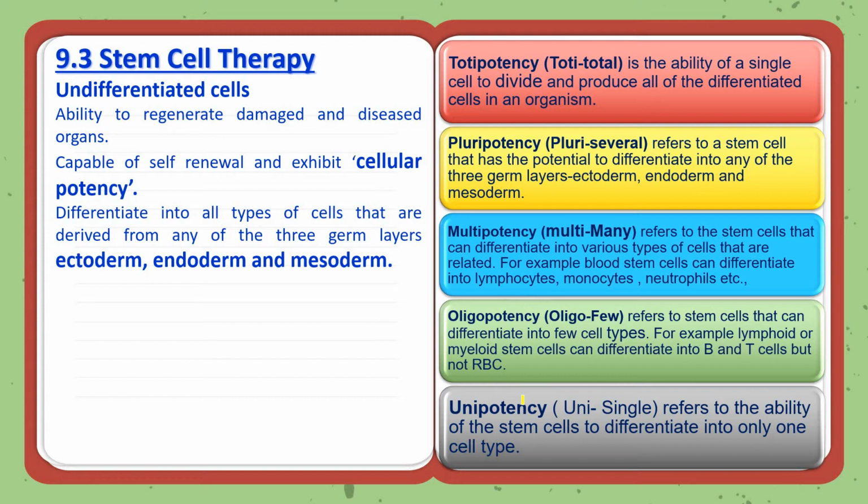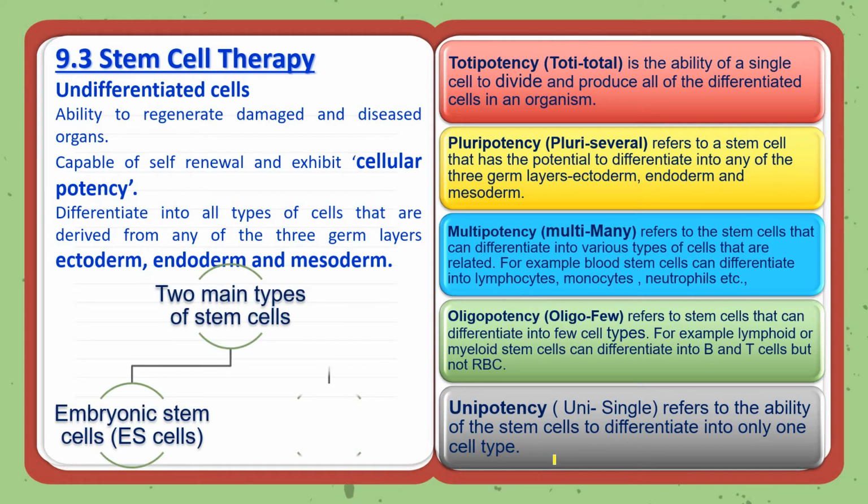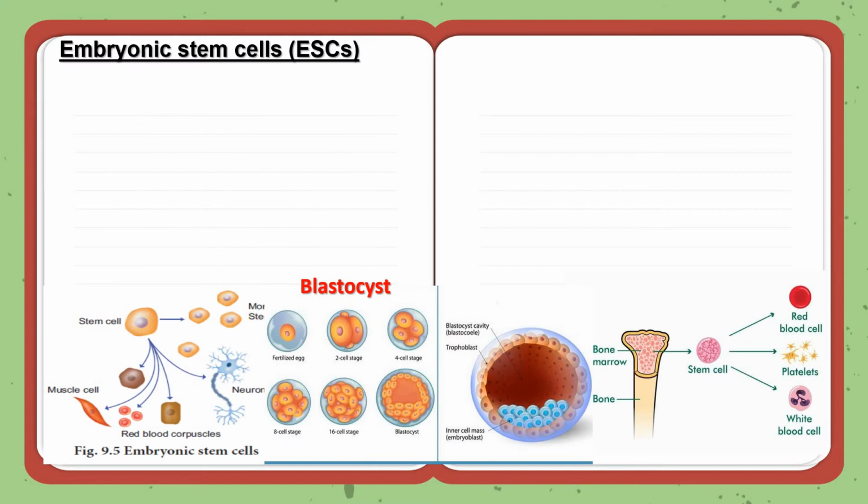And unipotency, uni means single. It refers to the ability of the stem cell to differentiate into only one type of cell. So students, here we have studied 5 different abilities of the stem cells: totipotency, pluripotency, multipotency, oligopotency and unipotency. Now, what are the 2 main types of stem cells? We have embryonic stem cells and adult stem cells. Now we see one by one.